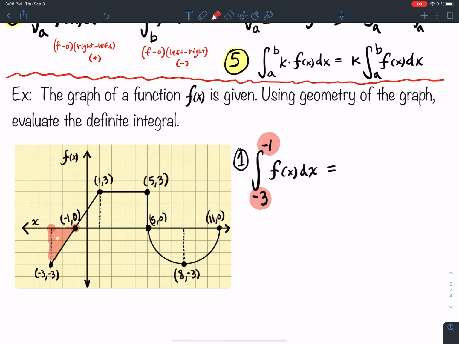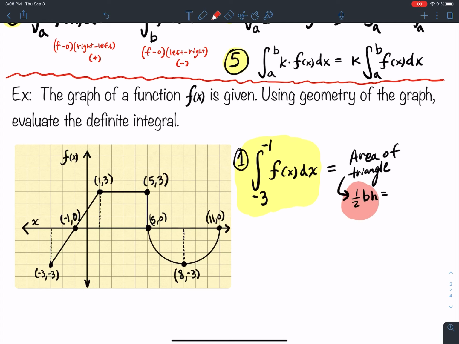So it looks like this geometric shape here is a triangle. So this is the area of a triangle. Now, area of a triangle from geometry is 1/2 base times height. If you're having trouble remembering your area formulas, go look at the reference sheet. It's got a bunch of area formulas for you. So I'm finding that area here.